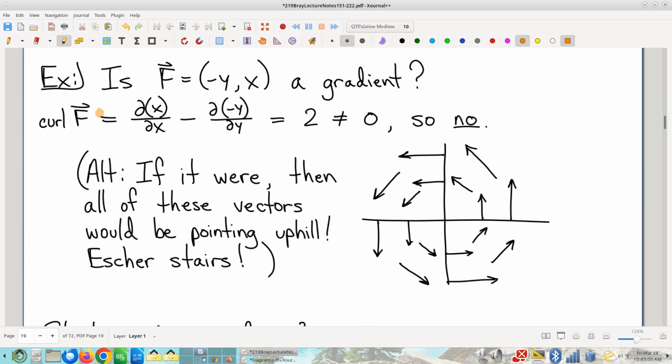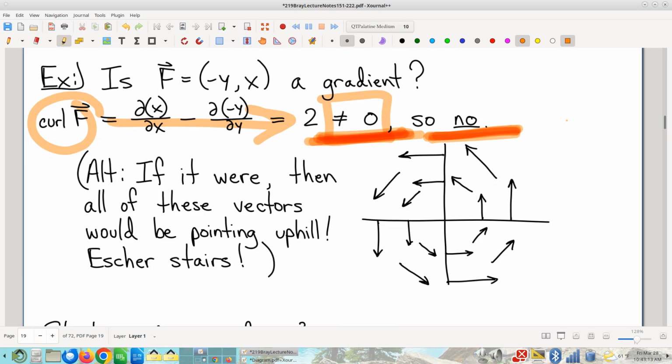Compute the 2-dimensional curl. Yada, yada, yada. It is not 0. So there is no anti-gradient to be found. Look how easy, right? Super easy. A couple of quick partial derivatives, a couple of the world's easiest derivatives to compute. And boom, we have an answer. It's not a gradient of anything.